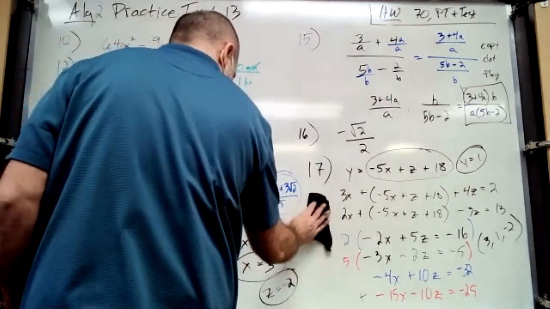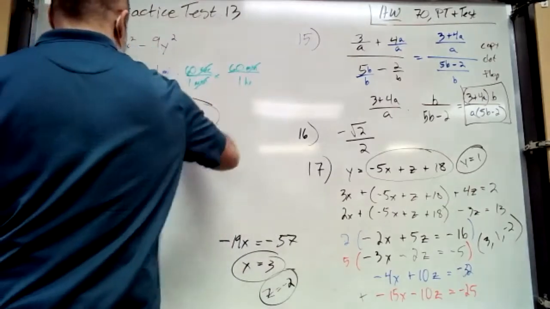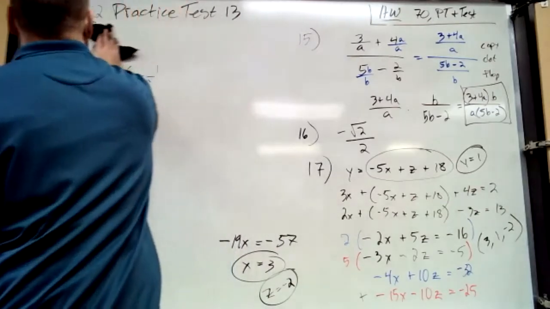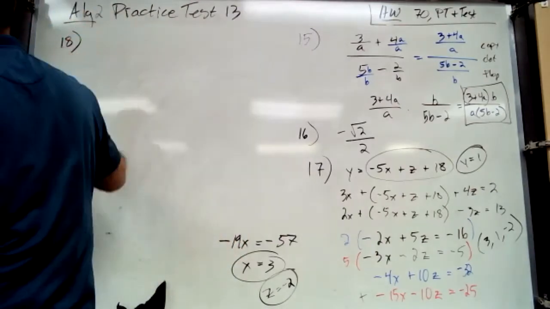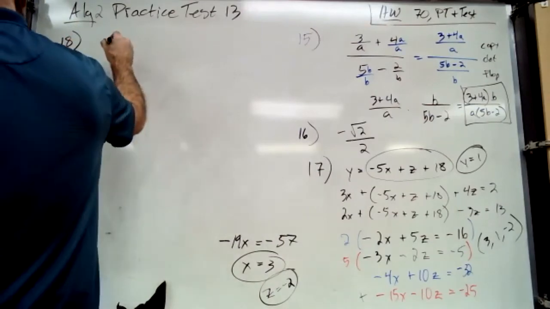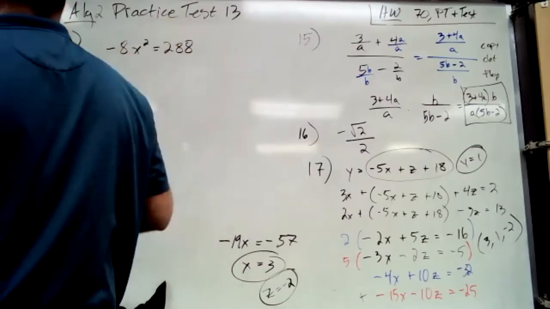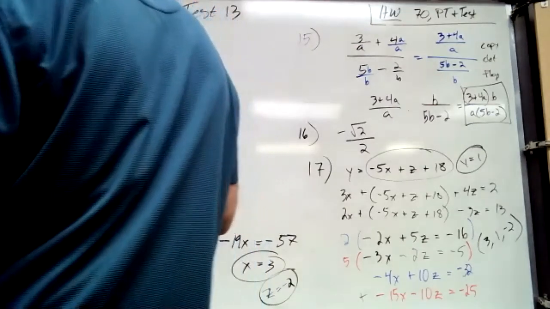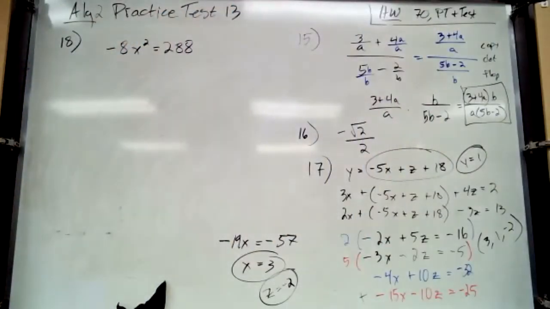All right, number 18. Number 18 says solve negative 8x squared equals 288. Write the solutions in terms of i, okay? So what do you want to do? Doesn't look too difficult so far, right? How do you get x by itself? You don't even have to solve by factoring.